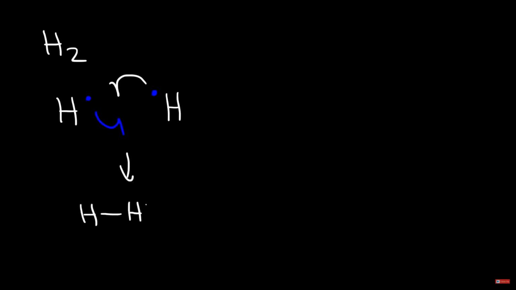Let's say, for example, we want to draw hydrogen gas. Each hydrogen atom contains a single valence electron, and hydrogen likes to form 1 single bond. So these 2 electrons will get together and form a single bond. So this is going to look like this. A single bond represents 2 electrons.